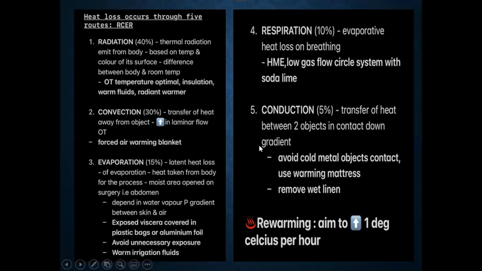Okay, that's important. Respiratory loss, how do we reduce it? HME, you all know that. Low gas flow circle system with soda lime, because you want to use rebreathing. You don't want the patient's exhaled breath to be eliminated into the environment. And finally, conduction, as I mentioned: avoid contact with cold metal objects, use a warming mattress and remove wet linen. So these are for the exam and also your work. During your work, when you are doing a case, you should remember all these.